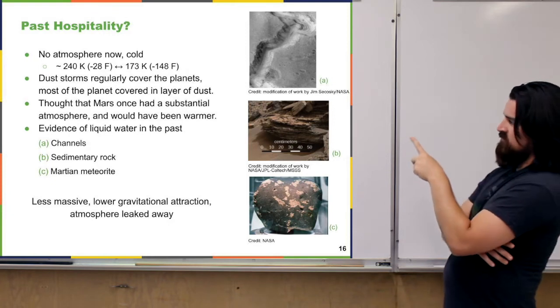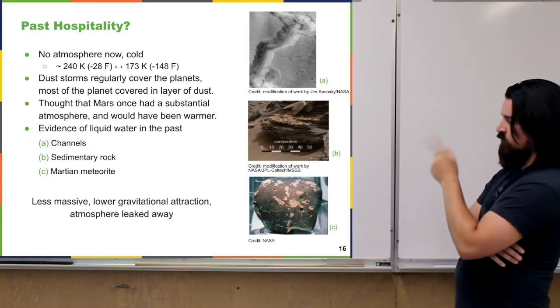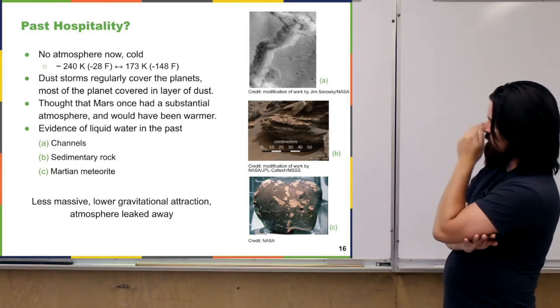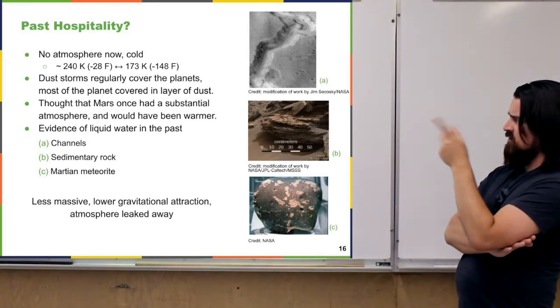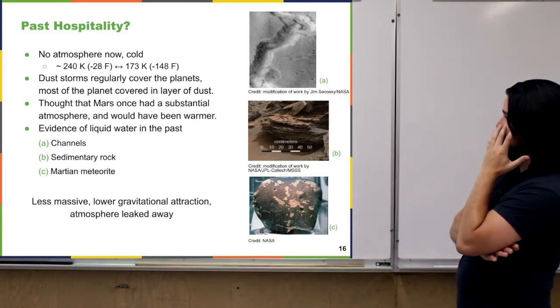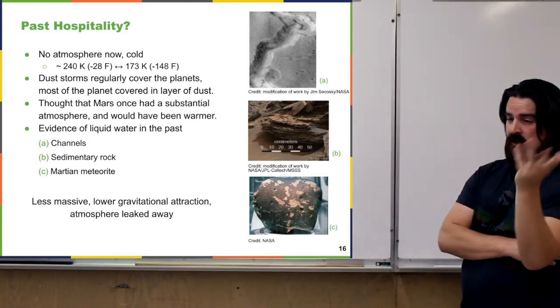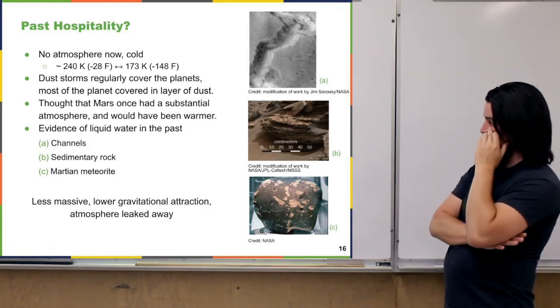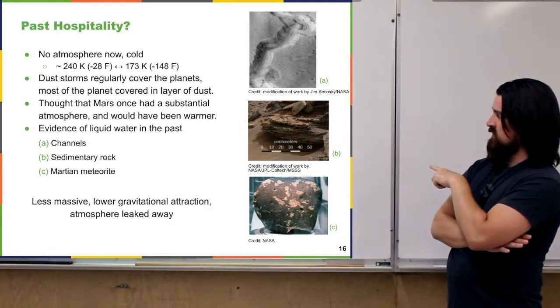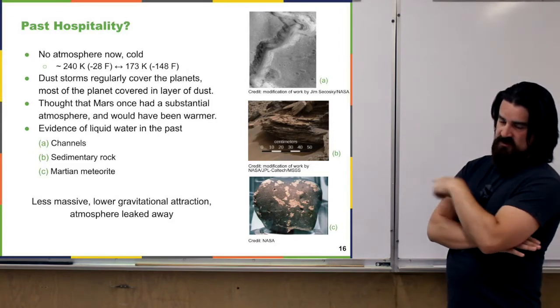There appear to be some channels, like waterways. The image up on the top right there is of one that is fairly large. I think it's maybe a mile or so across, and it seems to look a lot like a dried up riverbed, or a channel of water. B here is showing what appears to be sedimentary rock.